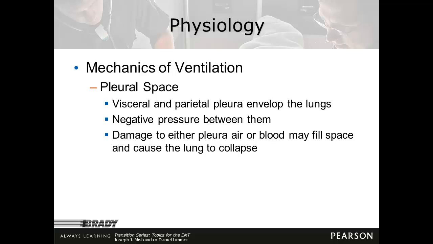There is normally no space between the visceral and parietal pleura, and they slide smoothly over each other, lubricated by a light fluid. There is a constant negative pressure within the chest, maintaining the expansion of the lungs. If there's damage to the pleura, air or blood may enter that space between the visceral and parietal pleura and cause the lung to deflate or collapse.